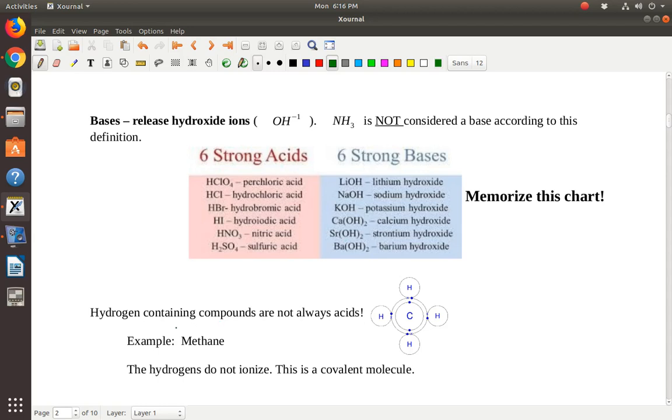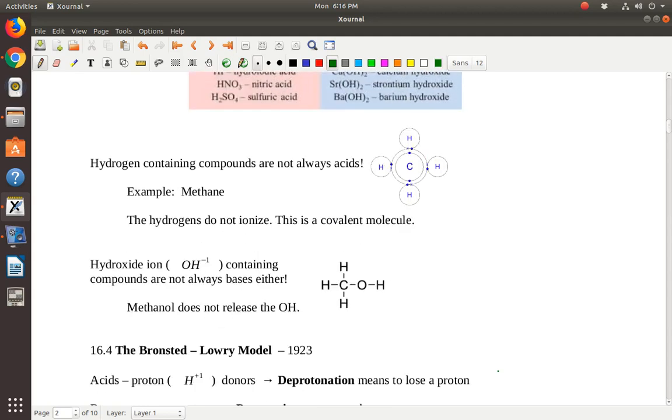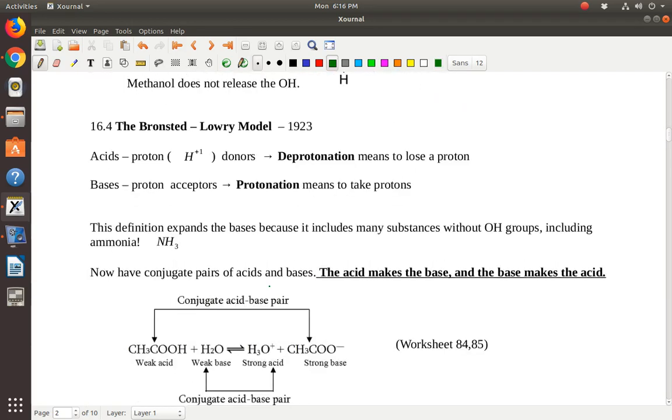And this is just reminding you hydrogen-containing compounds are not always acids. That's methane, and the hydrogens do not ionize. And this one is just a covalent molecule. And the hydroxide-containing compounds are not always bases. This is really not a hydroxide. This is really an alcohol group. It's not an OH. That brings us to the Bronsted-Lowry model.